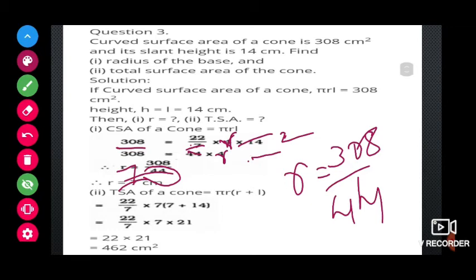Now the total surface area of a cone. Total surface area means pi r into r plus L. So pi is 22 by 7, r is 7. Just now we found the answer.